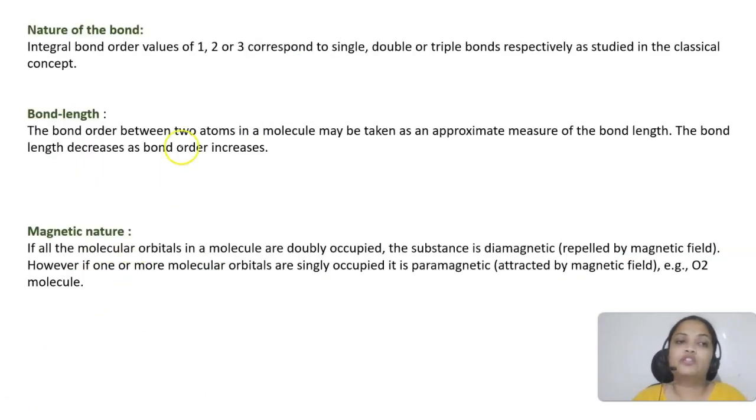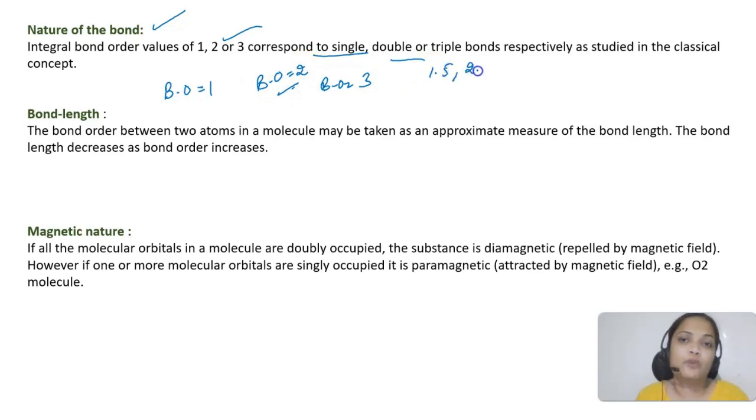Alright. So nature of bond, I told you, if the bond order is 1, it's a single bond. Bond order is 2, it's a double bond. Bond order is 3, it's a triple bond. Bond order can be a decimal also, keep that in mind. It can be 1.5, 2.5, 3.5 and so on. Okay. Now keep that in mind, students.